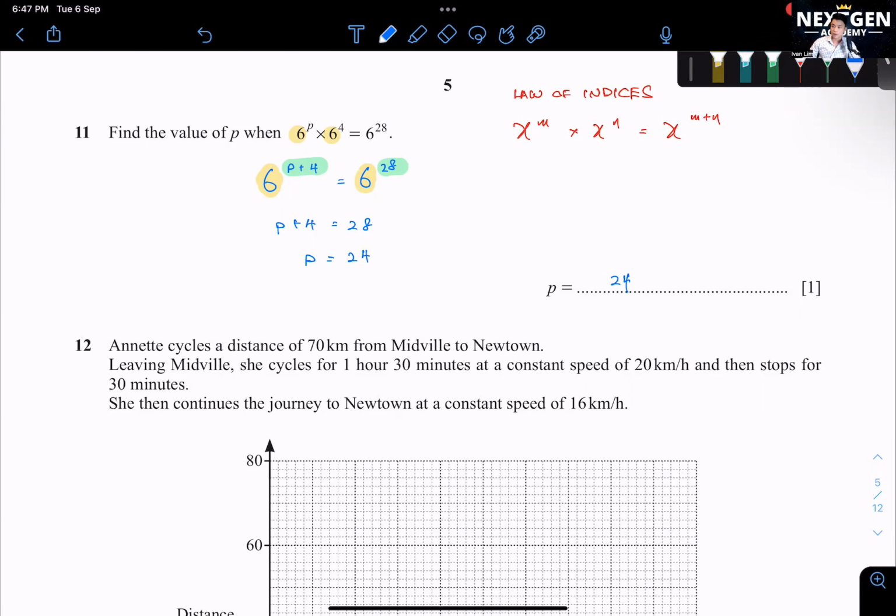Okay, any question? Law of indices? Anyone not clear on your law of indices, your powers?